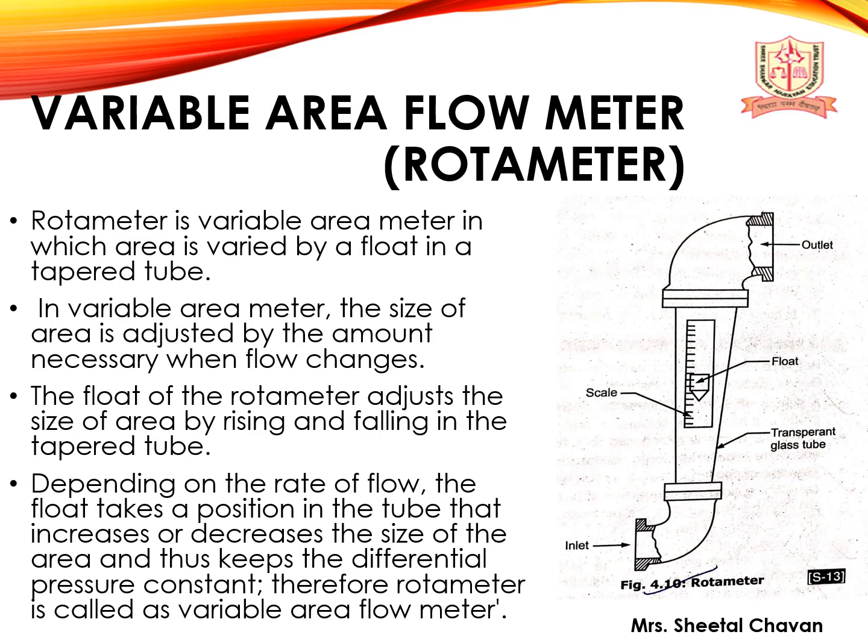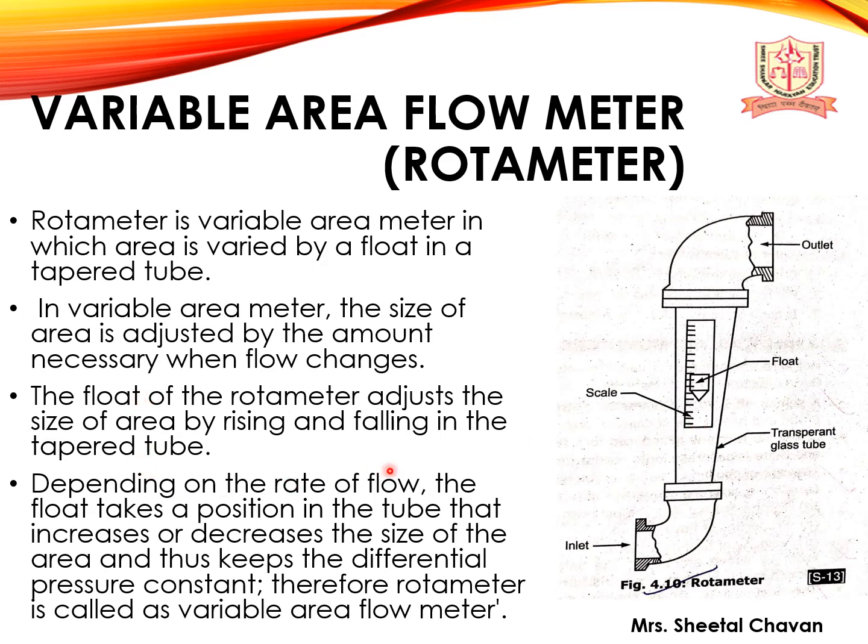So this rotameter is a variable area meter in which the area is varied by the float in a tapered tube. So here the float is provided. This is the float and this is the taper area. In a variable area meter, the size of the area is adjusted when the flow changes. The float of the rotameter adjusts the size of the area by rising and falling in the taper tube. It may fall or it may rise, depending on the pressure of the flowing fluid.